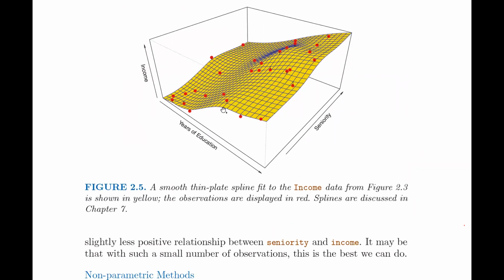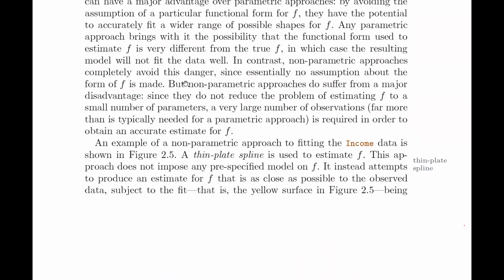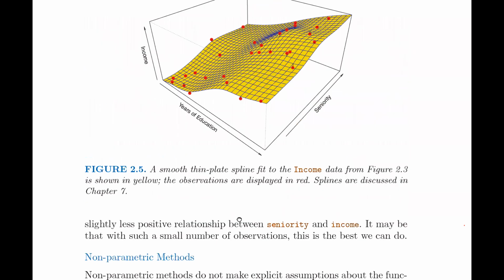this is actually parametric apparently. Let's have a look. Oh yeah, that is parametric. So an example of a non-parametric approach is 2.5. So this is non-parametric apparently.